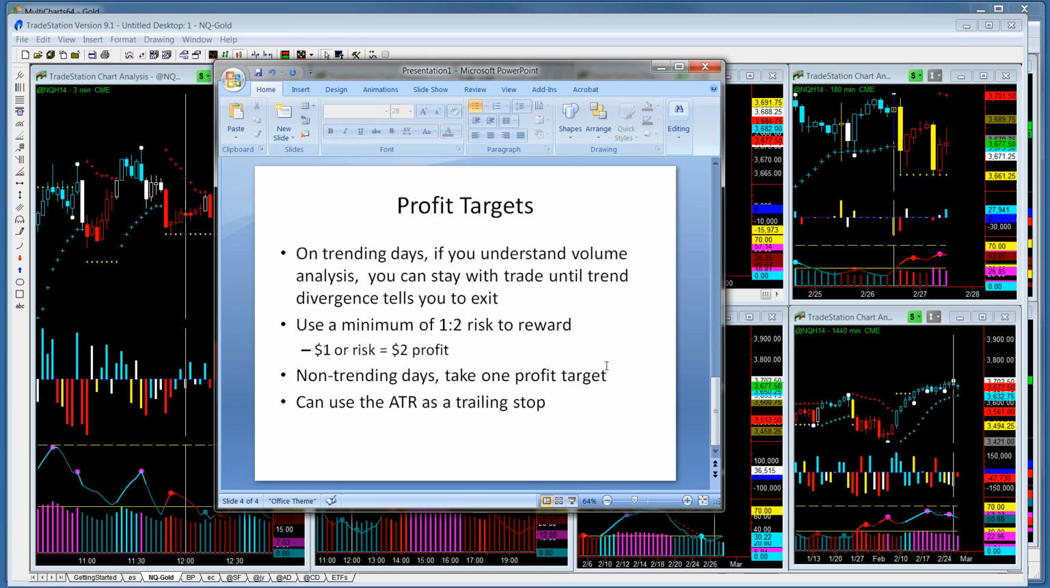If you have non-trending days, you just take one profit target. Depending on how much room you have between the two, you may just want to take one profit target, or you can use the ATR as a trailing stop. I typically do not use the ATR as a trailing stop because I'm not trying to stay with it for the duration of a trade, unless I am trading in a swing trading capacity. Okay? Does everybody understand that?